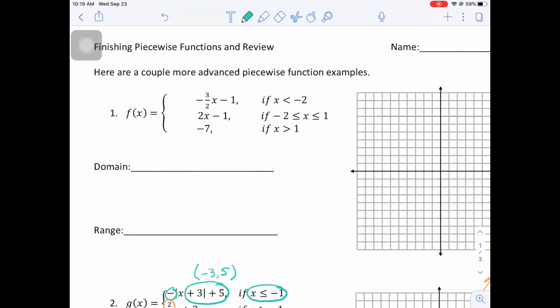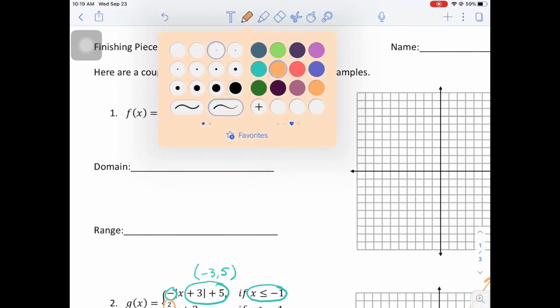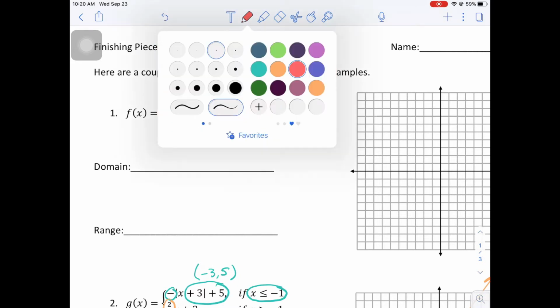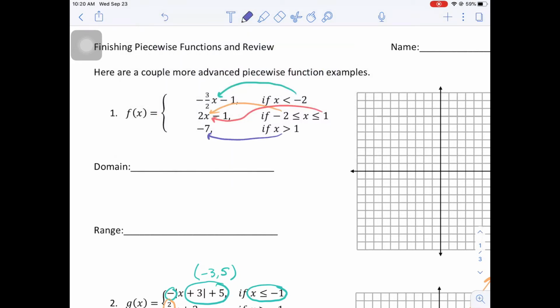Whenever we're plotting piecewise functions, the first thing we're going to do is plug in the boundary points to each of these. So we're plugging all these boundary points into each of these equations respectively. When we do this, we have negative 3 halves times negative 2 minus 1. That's going to give us positive 3 minus 1, which would give us 2. So now we have this point, negative 2, 2.